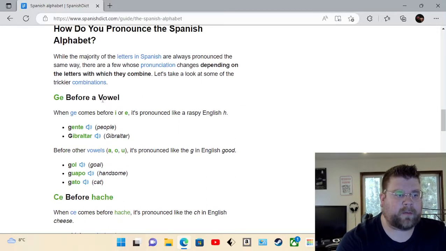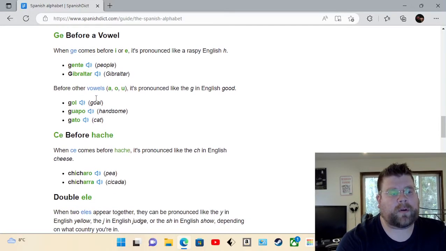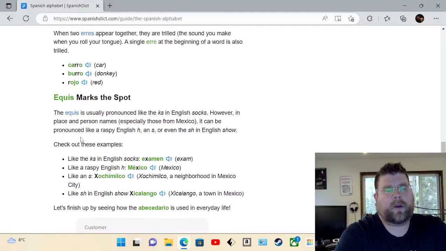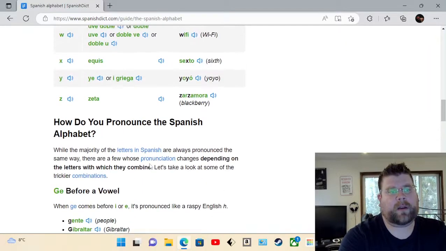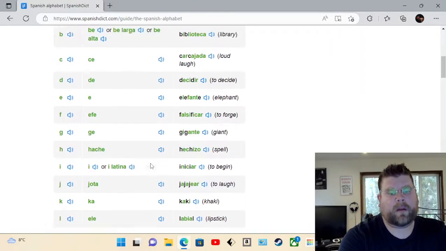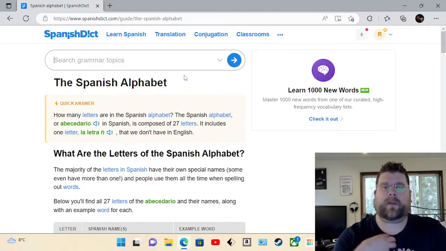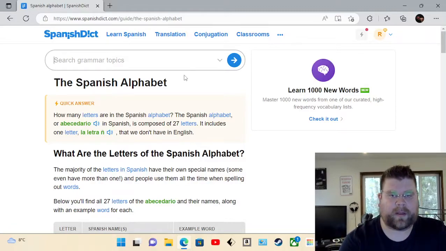So anyways, it's good to look over the alphabet. Then it gives you some really, really important pronunciation rules for the G and the C. Oh, and then it gives the rule for the double L, right? So always start here. Always look at the alphabet.